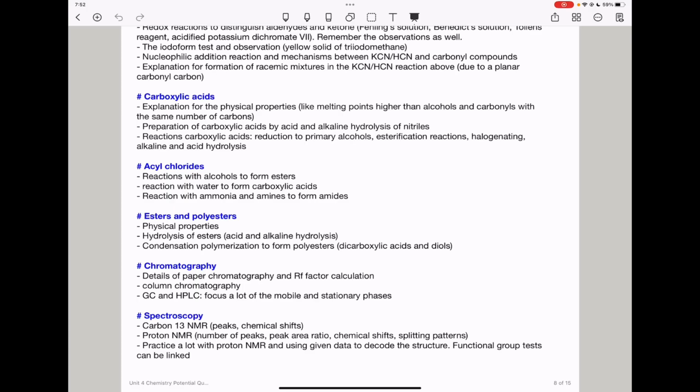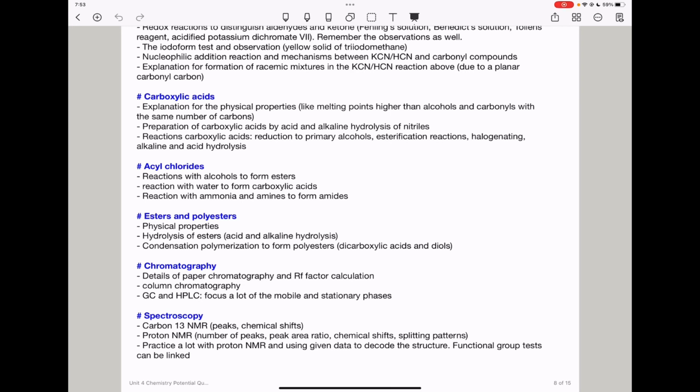Linking to this, you can be asked about chromatography. This could be common as well. It could be details about paper chromatography. You need to know how to calculate the Rf value, and using that to explain how you can be able to identify a specific compound. You need to know some brief details about column chromatography, GC as well as HPLC. In this case, most questions are focusing on the mobile as well as the stationary phase.